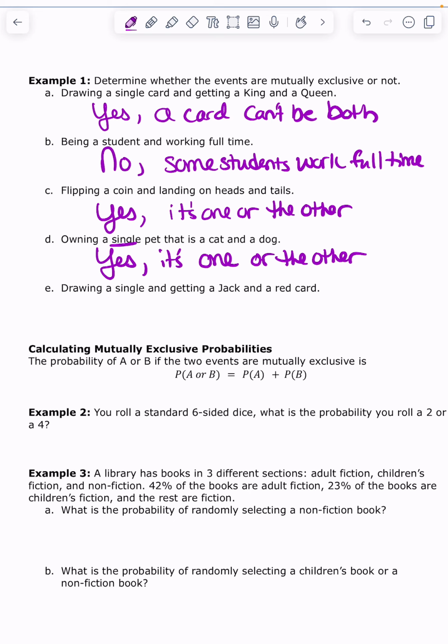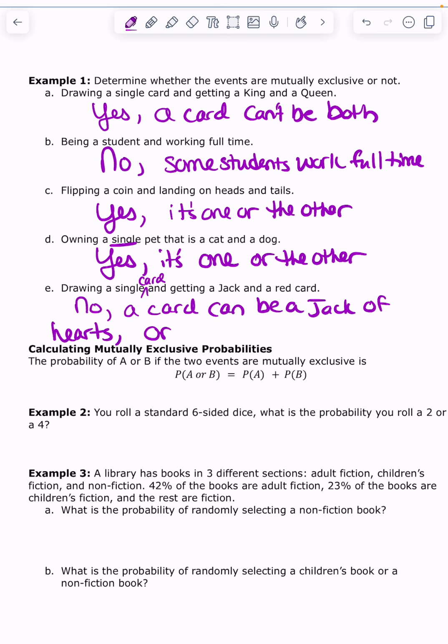Drawing a single card and getting a jack and a red card. No, because it could be both, right? So a card can be a jack of hearts, which is red, or a jack of diamonds, which is also red. So those would not be mutually exclusive. Hopefully, with those examples, you're getting the hang of it, what's mutually exclusive, what's not. Just ask yourself, can it be both at the same time? If yes, it's not mutually exclusive. If no, then it is.